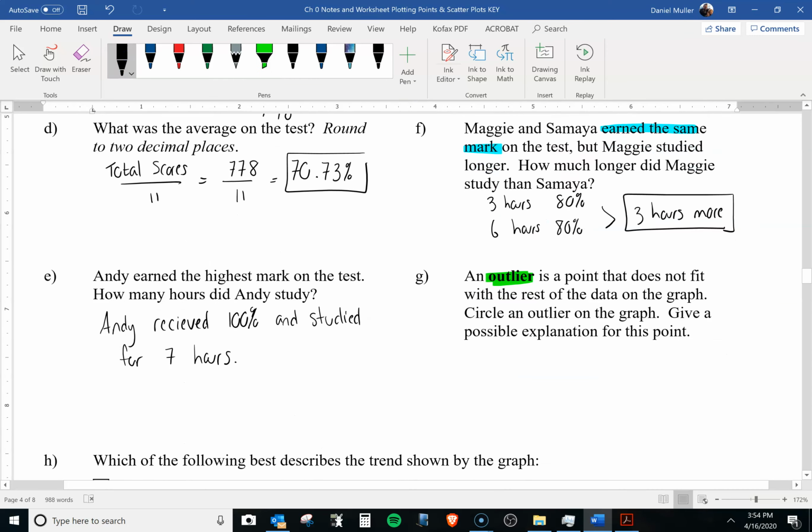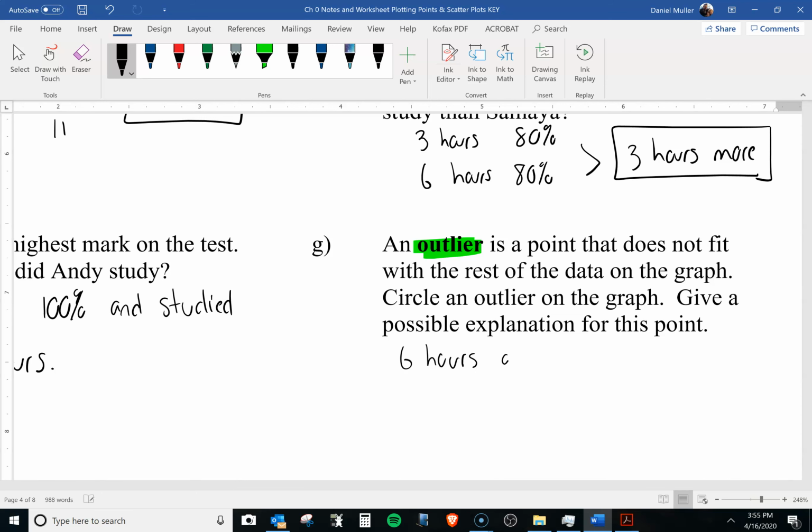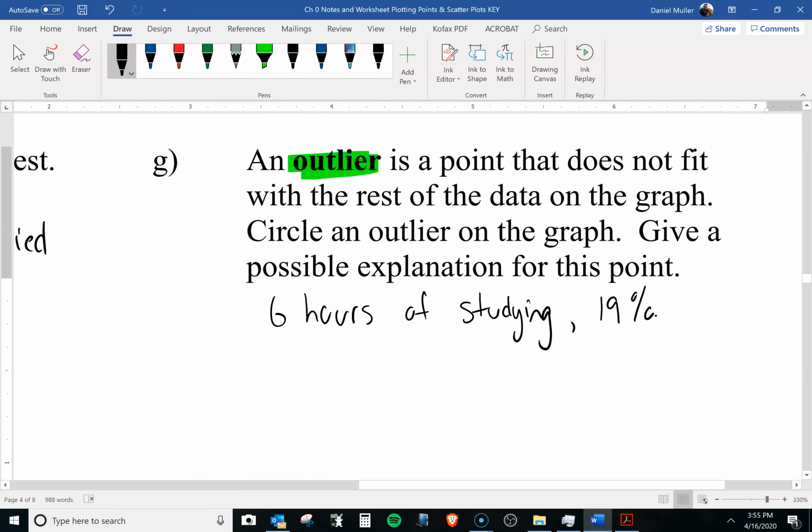So I circled it, and that was 6 hours of studying, and they got 19%. So what could have gone wrong? Well, you have to come up with your own explanation, but it's possible that they just were very anxious, had some sort of test anxiety, and so when they got there, they were just too nervous. Or maybe they studied and studied and studied, but they were cramming.